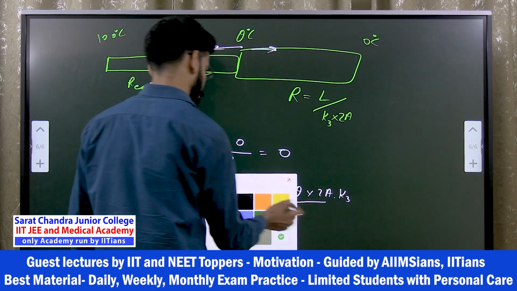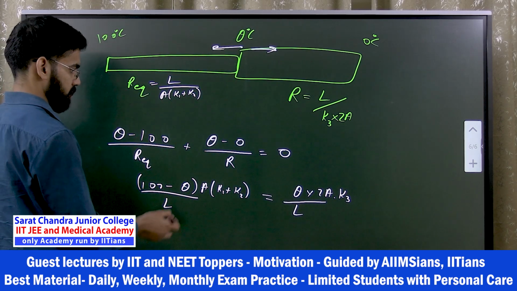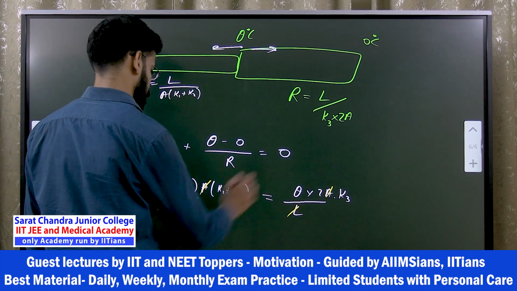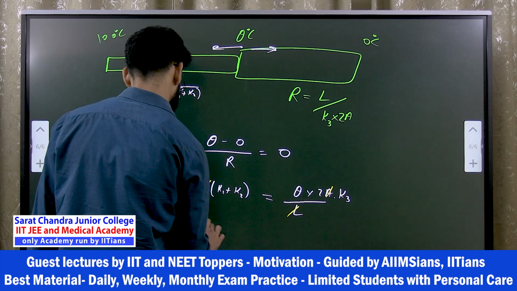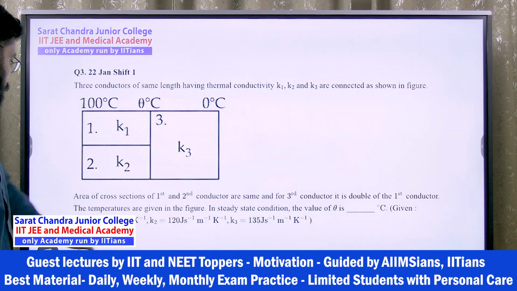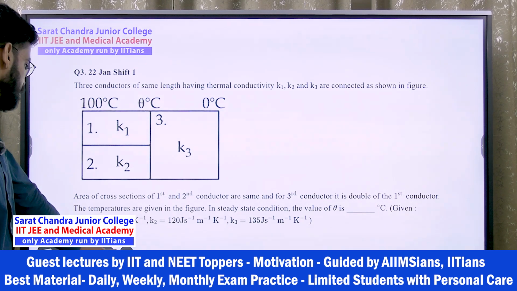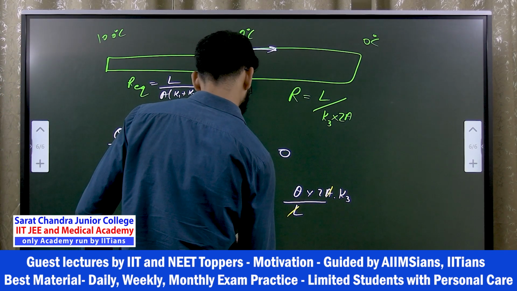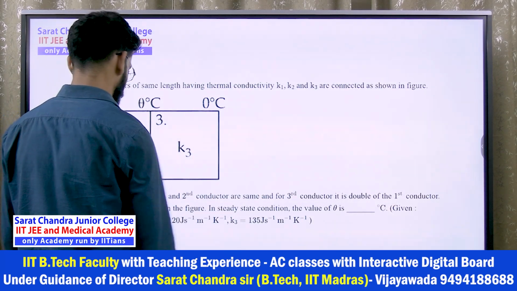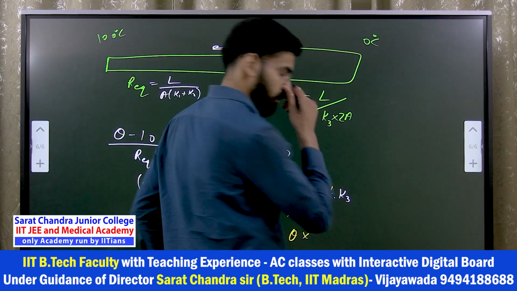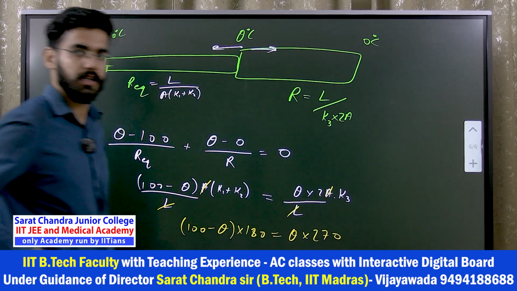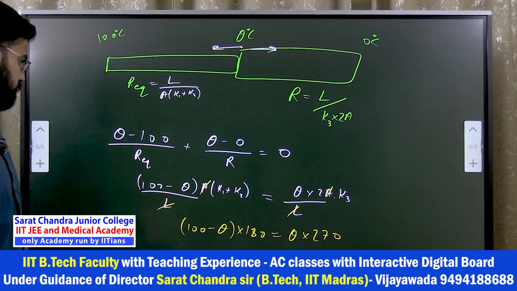I am going slow because you have to understand the calculation and everything. So L and A got cancelled out. Now put the values of K1, K2, K3. You have (100 minus theta) into (K1 plus K2). K1 plus K2 will be 180, right? So 180 is equal to theta into 2 times K3. K3 is how much? 135. So 2 into 135 is how much? 270, right? Okay.